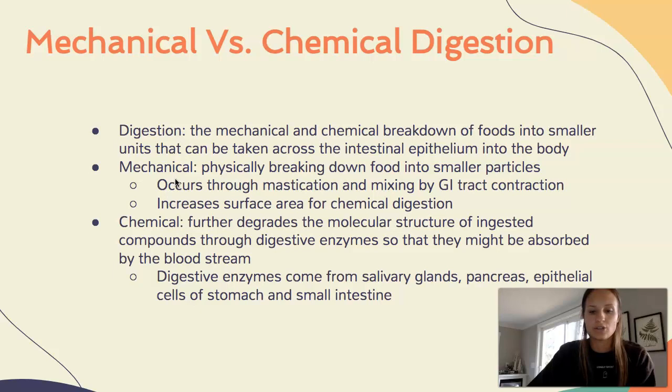Chemical digestion is the process of degrading the molecular structure of ingested compounds through digestive enzymes so that they might be absorbed by the bloodstream. The enzymes involved in chemical digestion come from the salivary glands, the pancreas, the liver, and the epithelial cells of the stomach and the small intestine.